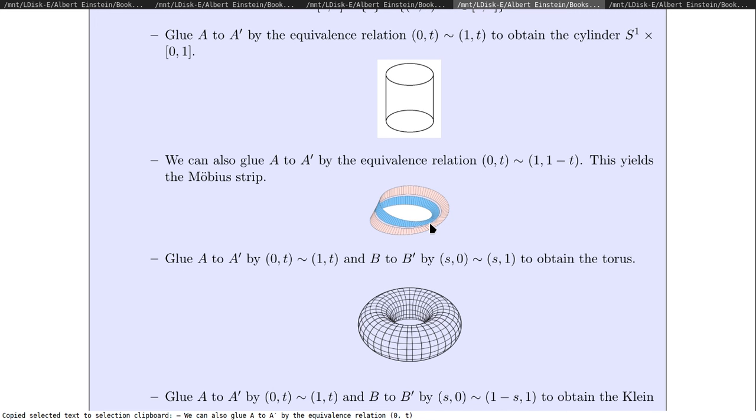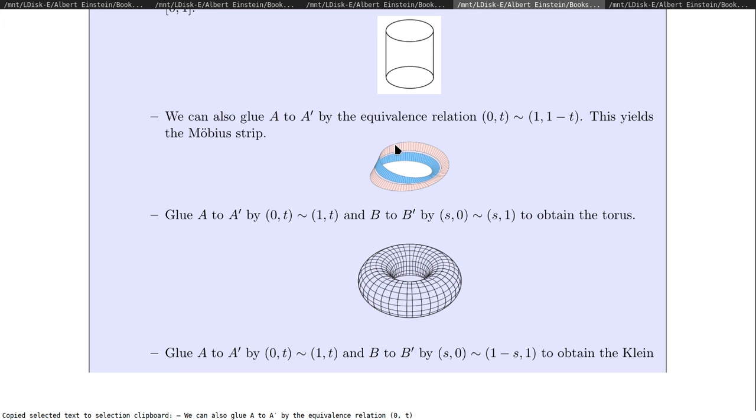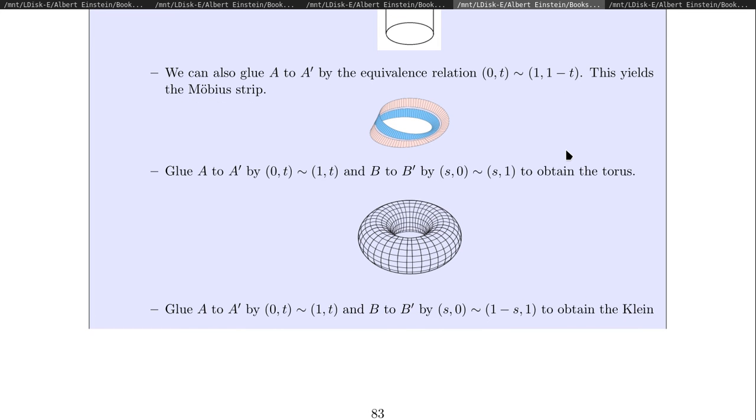How you think about this is you have a sheet of paper, and you identify 0 with 1 and t with 1 minus t. 0 with 1 is fine, just like we did with the unit interval connecting its ends. But 1 minus t says you invert it while you're connecting it. This is the reason why the Mobius strip, when you connect it, you invert it, because you have the equivalence relation with 1 minus t. So that's your Mobius strip.